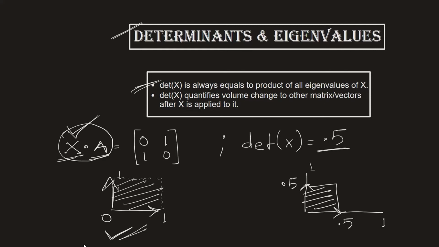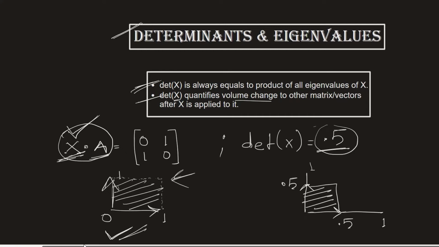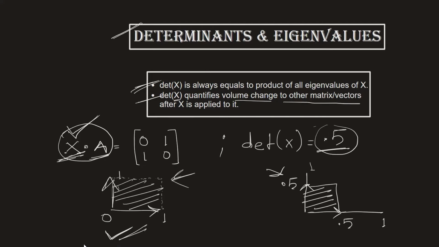And this time it will make more sense if you go through the second point again, which says determinant X quantifies the volume change. Let's say in our case we have determinant X here. It quantifies the volume change, which means the volume right here when it is changed to this volume. It is quantifying this volume to the other matrix or vector, which is matrix A in our example, after applying X to it, which means after doing a multiplication. And now in order to have a stronger understanding of this relation between determinants and eigenvalues, we are going to see some practical coding demo on our Jupyter notebook.